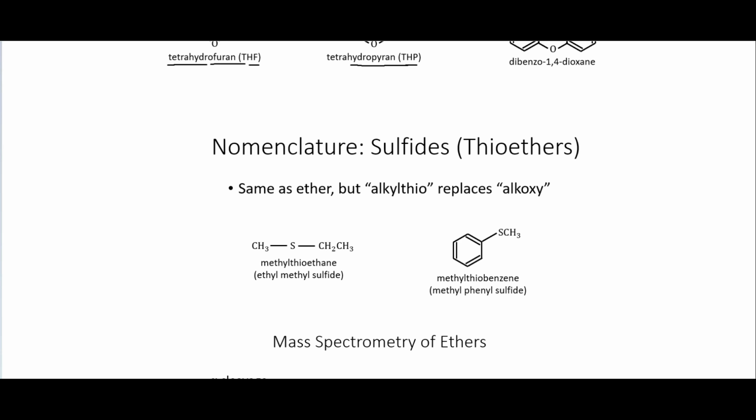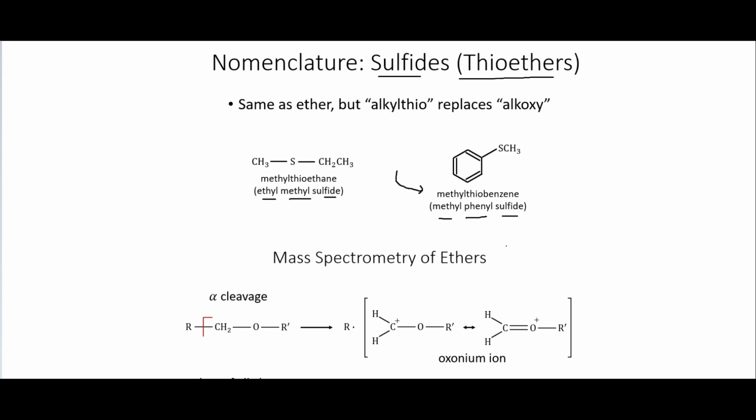And similar to the ethers, we have thioethers, or sulfides. And these are just the same thing, but with a sulfur instead of an oxygen. And so we can have something like methyl thioethane. So this would be like the methyl ethyl sulfide, so similar to the methyl ethyl ether. Then we could have this right here, so methyl thiobenzene, which would be like the methyl phenyl sulfide. And so that would be like having the methoxide on our benzene if we were looking at this as an ether.